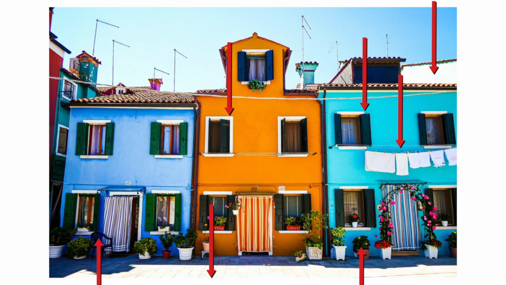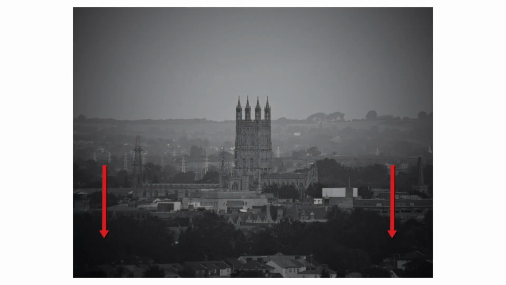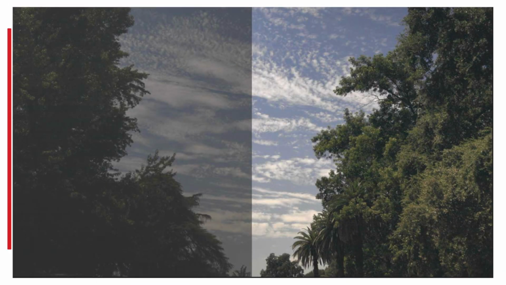For a color image, you have red, green, and blue channels. They all have a range between black and white as well, so it also works for color and not just black and white and gray images. A flat image retains more information in the highlights and the shadows. The shadows are lighter and the highlights are darker, giving you an image which lacks contrast. It looks flat, in other words. Normally, this is unacceptable, but it's fine when recording in log.